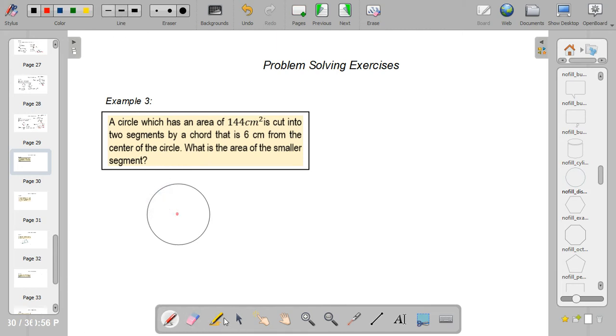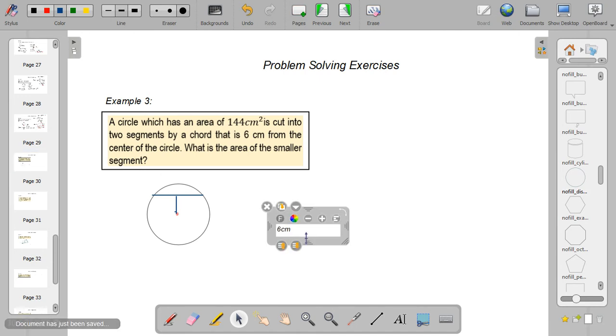Okay, or let's use this blue one. Okay, so it's 6 meters from the center. So ito ay 6 meters from the center. It's 6 centimeters actually, not meter, 6 centimeters. Okay. So let's put this here.